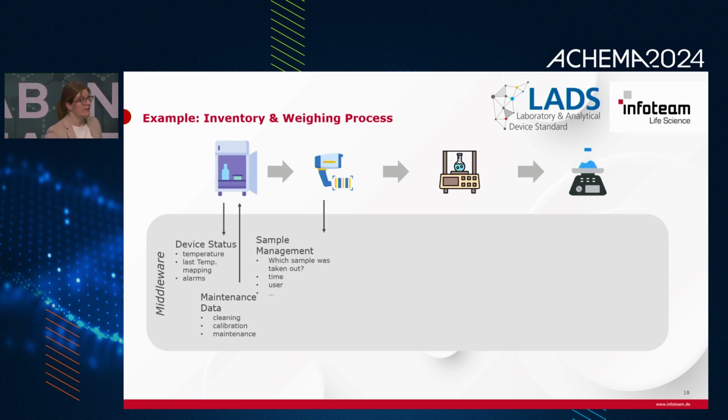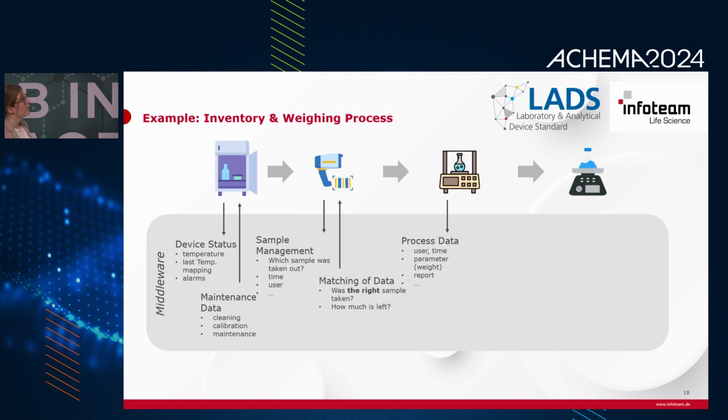Then you scan out a sample so that you know which sample was taken out, at which time, by which user, and also check with your system, was the right sample taken out, and how much of it do I need? And then on the scale, you can have also the process data again with the user, time, and the parameters. And then also check, was the calibration maybe performed before I put my sample on the scale? Was the right user input performed?